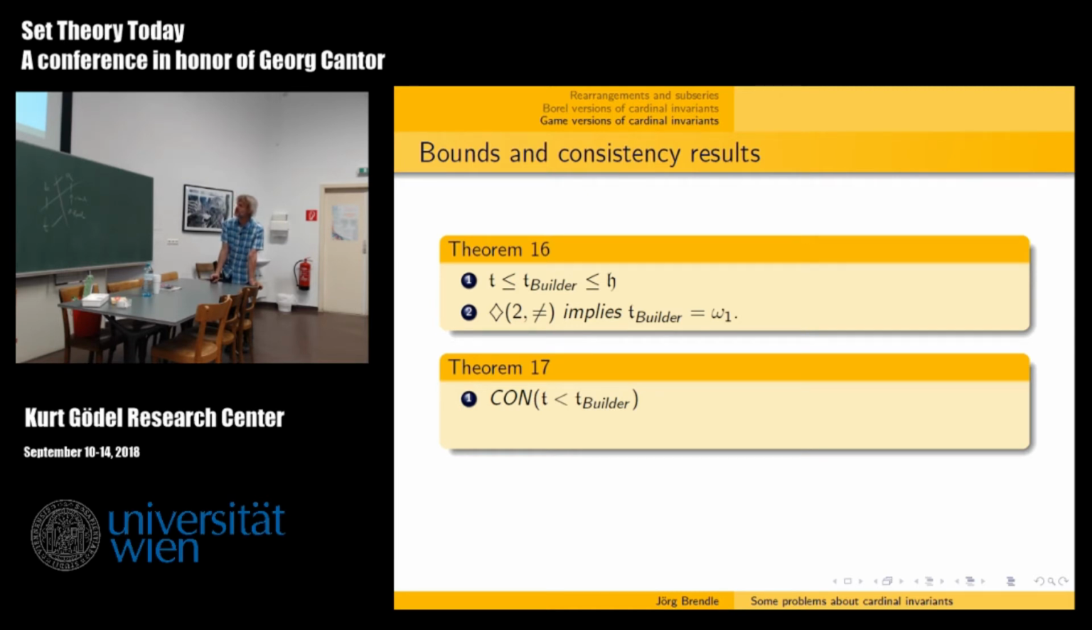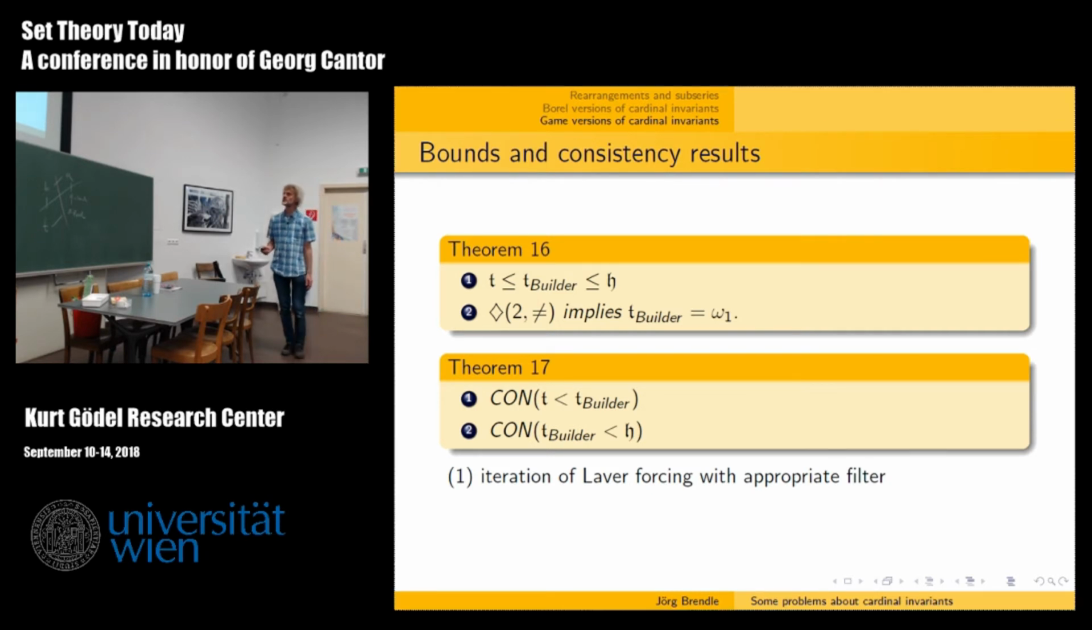So it's consistent that T is less than T_builder, and it's also consistent that T_builder can be consistently strict, and the proof is, for one, it's an iteration of Laver forcing with an appropriate filter. So what you do is basically you start with some tower and you say, okay, we preserve this tower, and then you do an iteration destroying all possible strategies. And you can do that while preserving the tower and with a somewhat sophisticated Laver forcing with a filter. But it's all ccc.